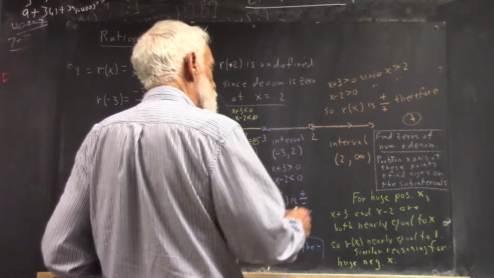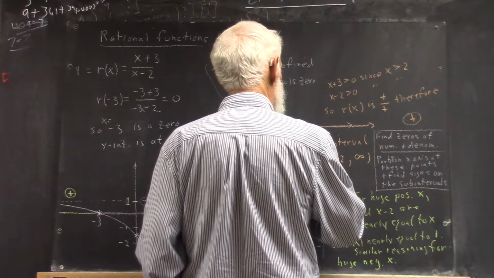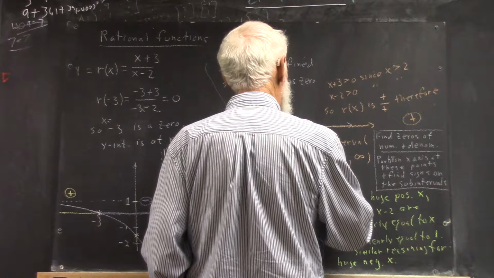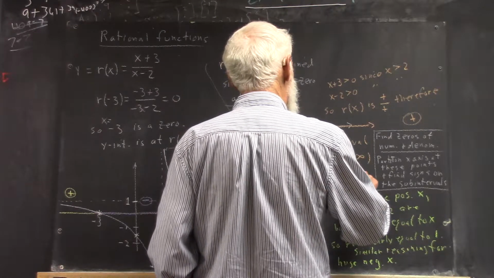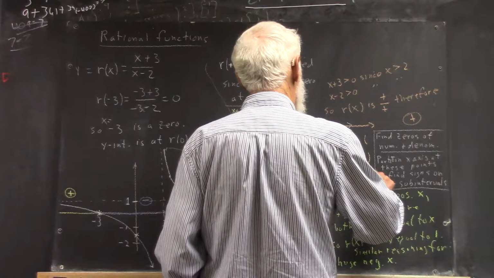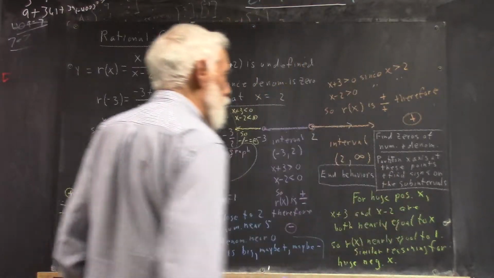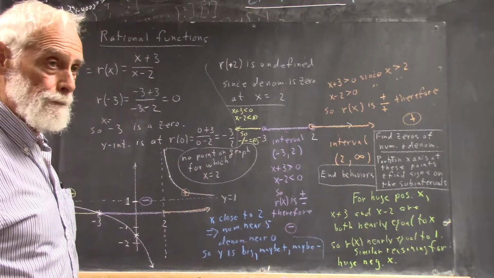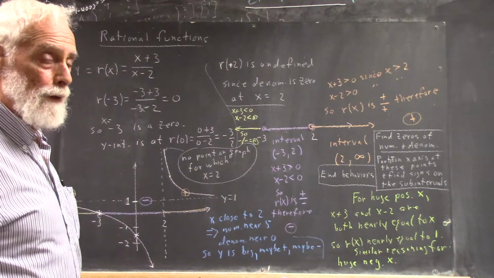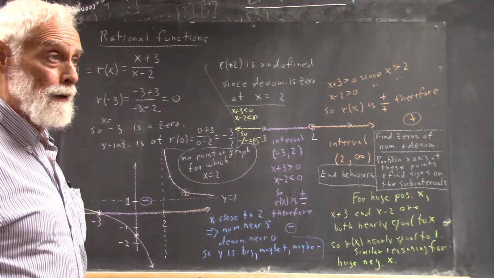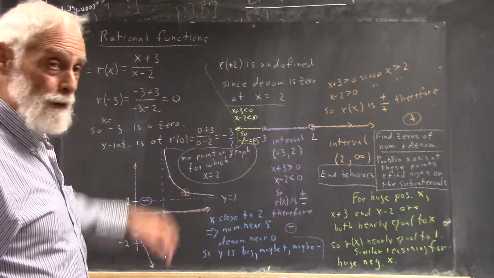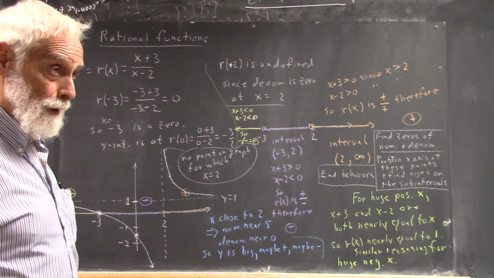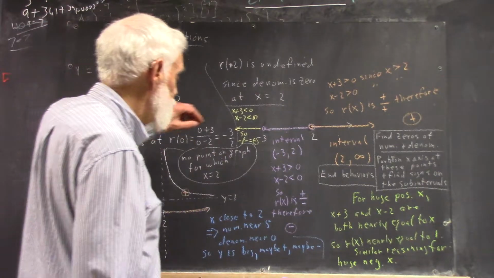And then the end behaviors. And then you graph it, making sure that the graph does everything these behaviors tell you it does. Okay? So let's try another one.